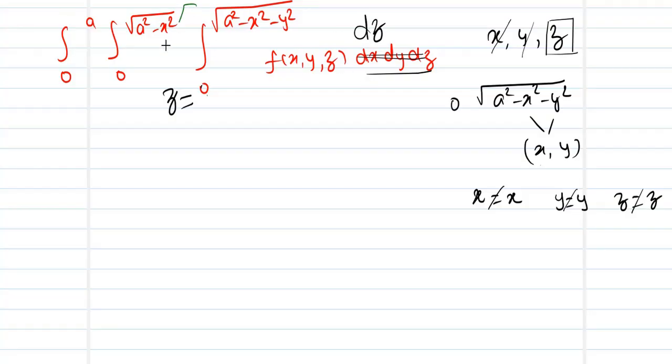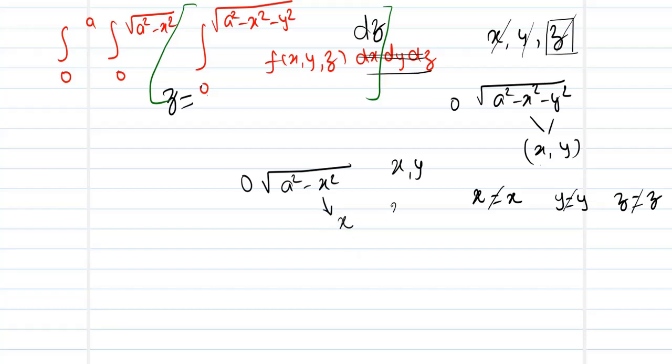Followed by it comes the next variable. What is the next variable you have over here? The next variable is 0 to root over a square minus x square. Of the three variables, one has already gone, so you have just two variables x and y left out. Now this involves x. Can this be a limit of x itself? No, we know that x cannot be the limit of x itself. So this is ruled out, hence you go for the second variable.